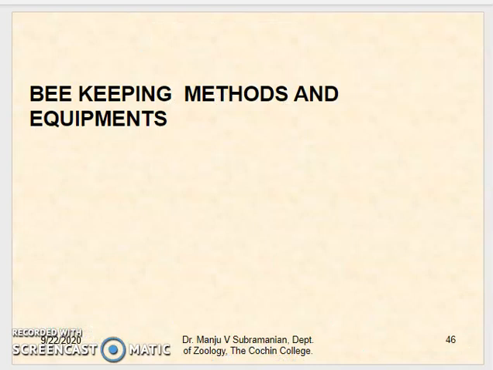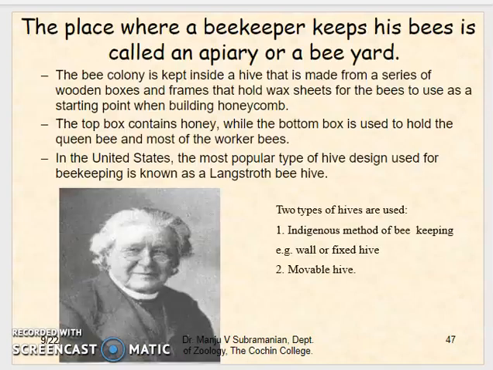And next we will pass on to the beekeeping methods and the beekeeping equipment. It's a very important topic, and the place where the beekeeper keeps the bees is called an apiary. So what is an apiary? The place where a beekeeper keeps his or her bees is called an apiary or the bee yard.